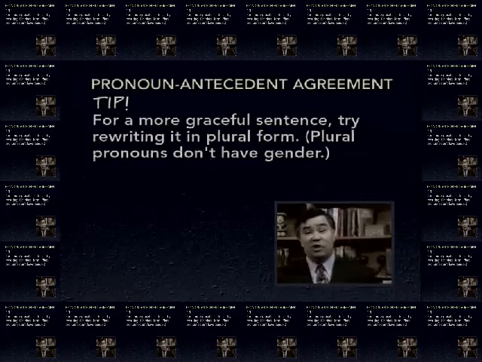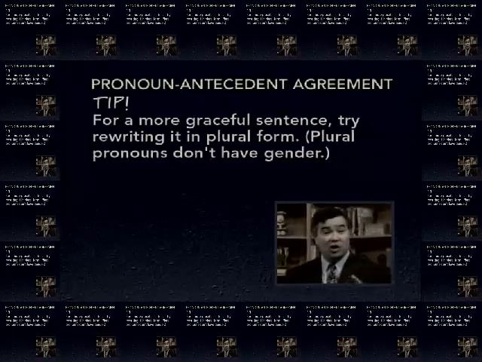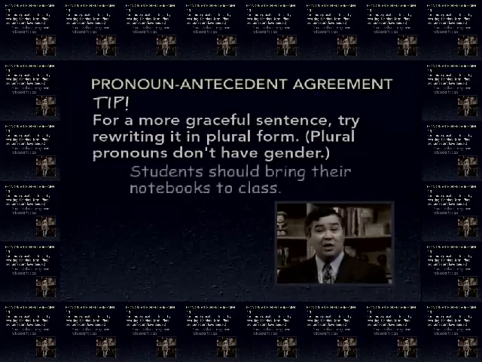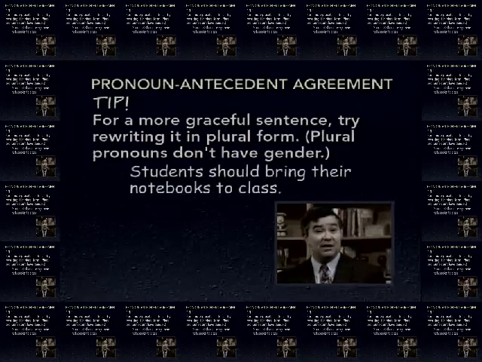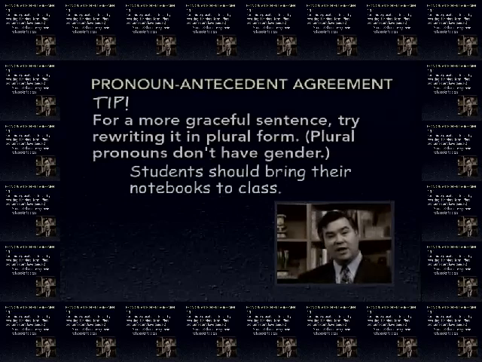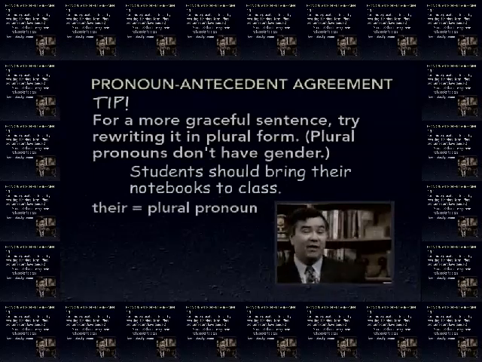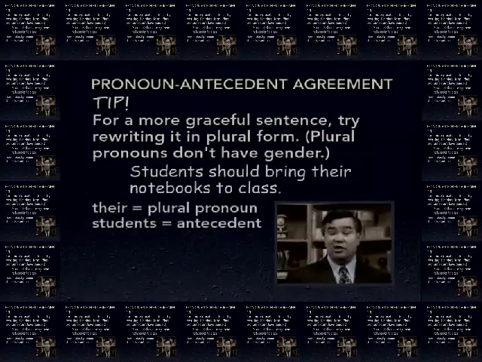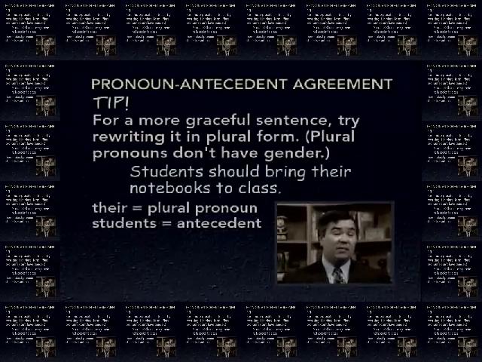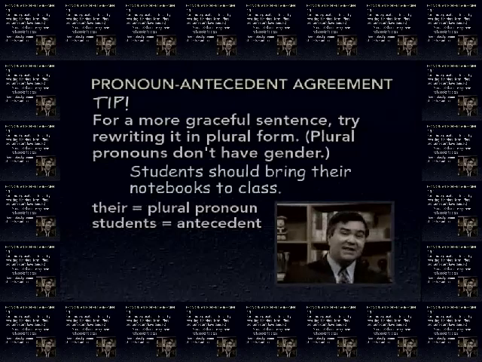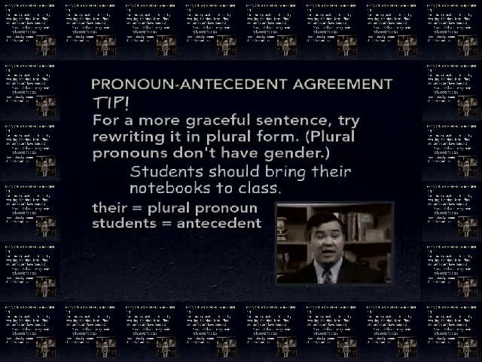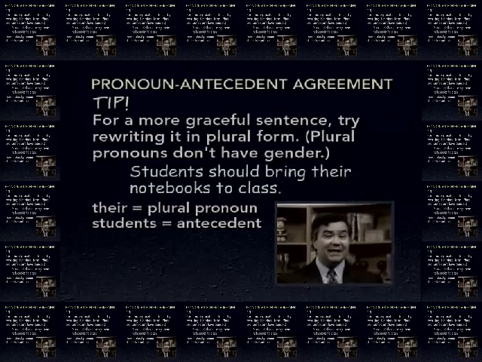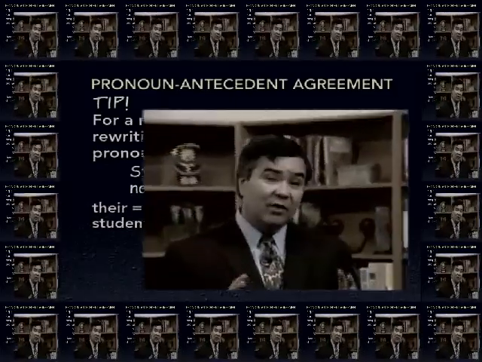So this sentence, everyone should bring his or her notebook to class, could be rewritten the following way. Students should bring their notebooks to class. Now we've used the plural pronoun their to refer back to the antecedent students, and their is neither masculine nor feminine. It includes males, females, what have you. And so this gets around the question of gender and makes for a shorter, more concise, and a little more graceful sentence.